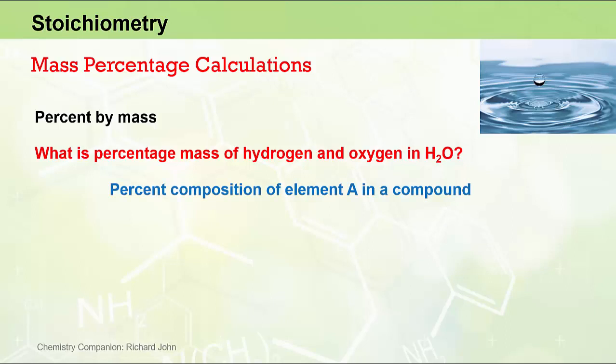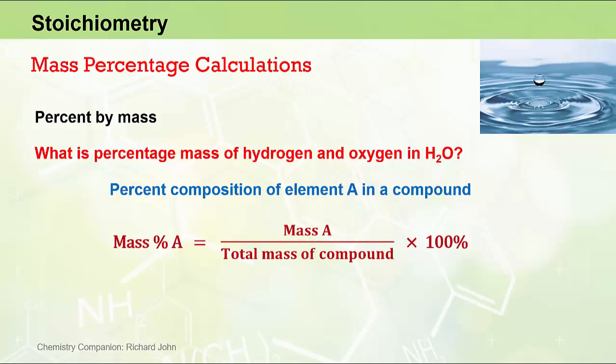We can express the mass percent composition of an element A in a compound as the mass percent of element A equals the mass of element A in a sample of the compound divided by the total mass of the entire compound in that sample. And we multiply that ratio by 100% to turn it into a percentage.